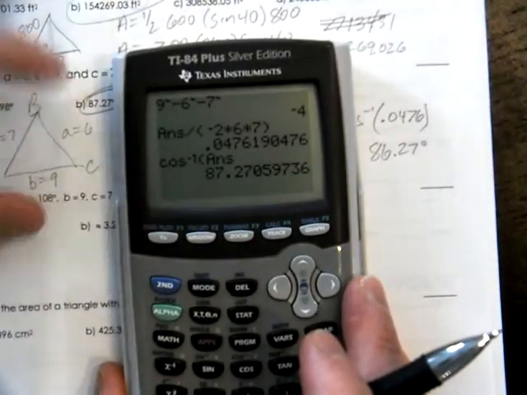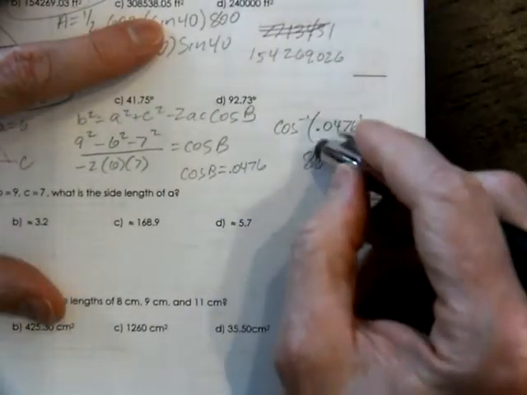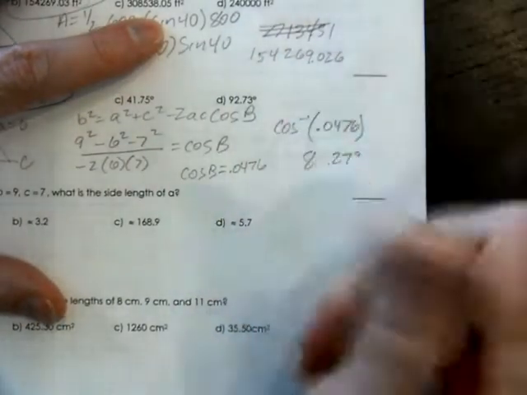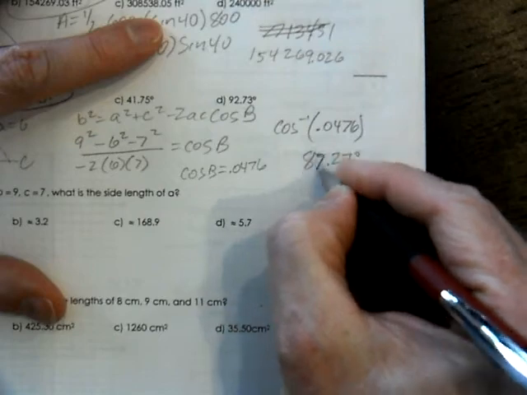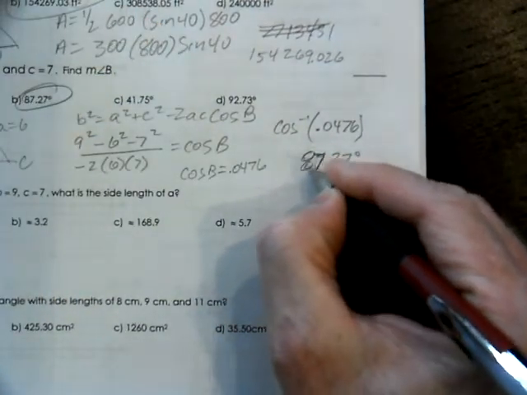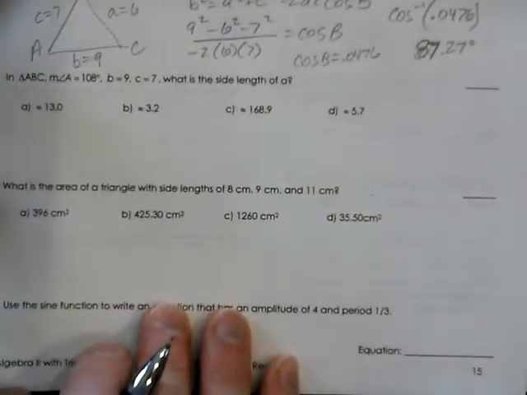Or sorry, not 86, that's 87.27. That still matches. That's good. Multiple choice helped me there. I didn't read my calculator right.